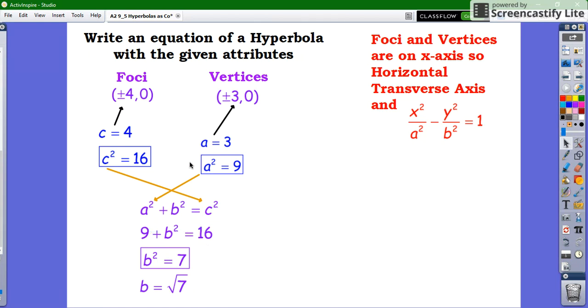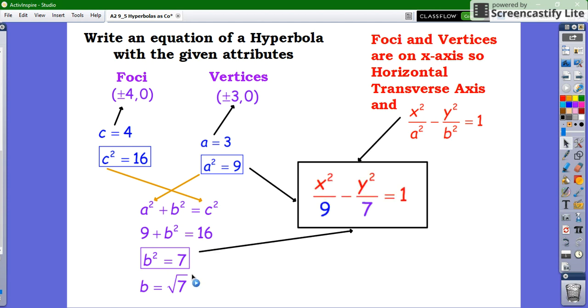Feel free to pause the video if you need a second to kind of ingest all that. But basically, if we have a squared and b squared, we've got how we're going to shape our formula. We can plug those all in: x squared over a squared minus y squared over b squared equals 1.